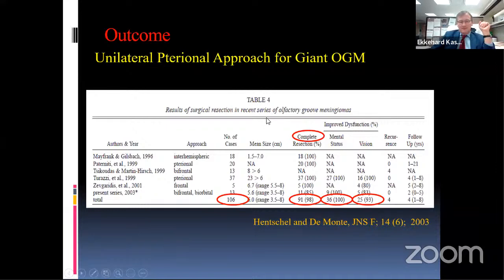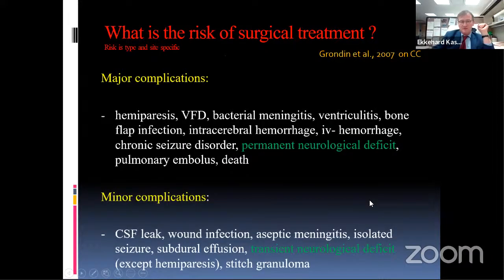Then we look at the unilateral approaches, where the completeness of resection is 90 to 98%, depending a little bit on how you define this. Mini-mental status, as I said, improved in all patients in this series, and vision improved in 93% of patients, so very good numbers. The patient wants to know not necessarily how beautiful your picture looks, but what's my risk for this type of big surgery?